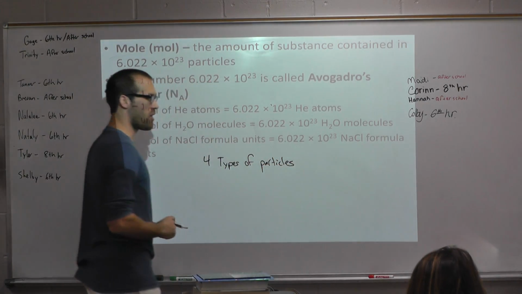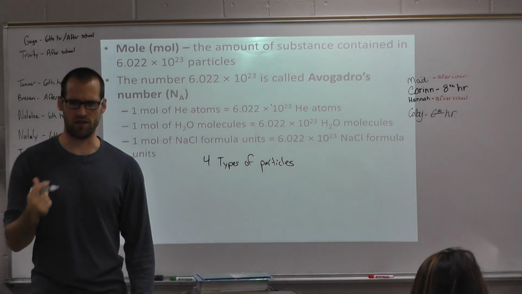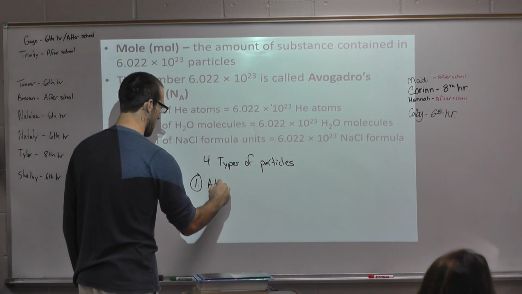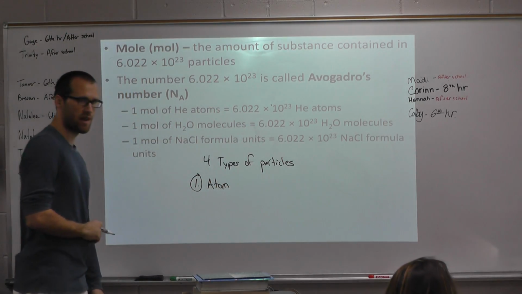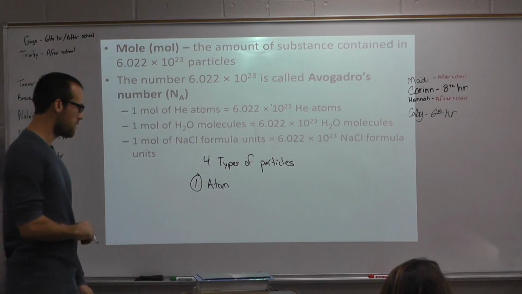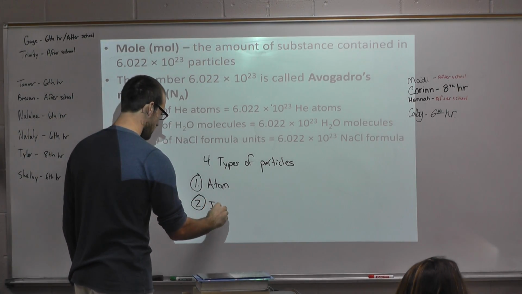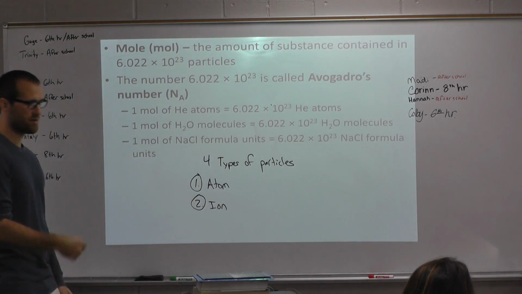When I refer to a particle, I could be referring to one of these 4 types. The first type, I could be talking about the particle atom. An atom is a particle. I could be talking about a charged atom. What do we call those? Ion. Well, you're not wrong.